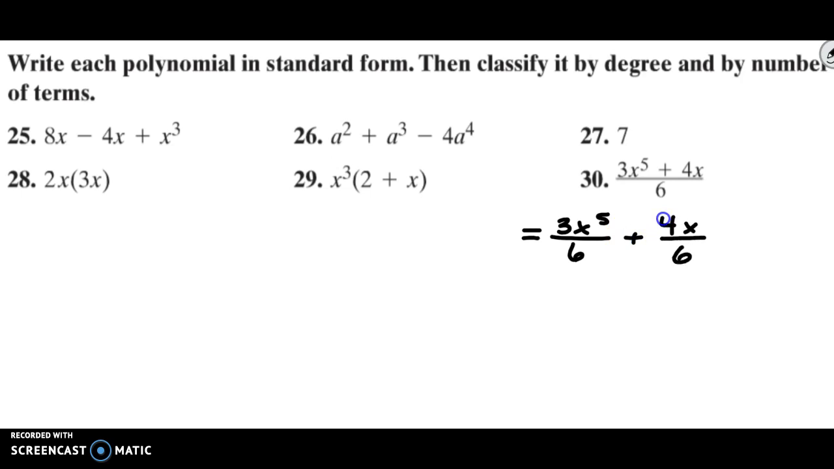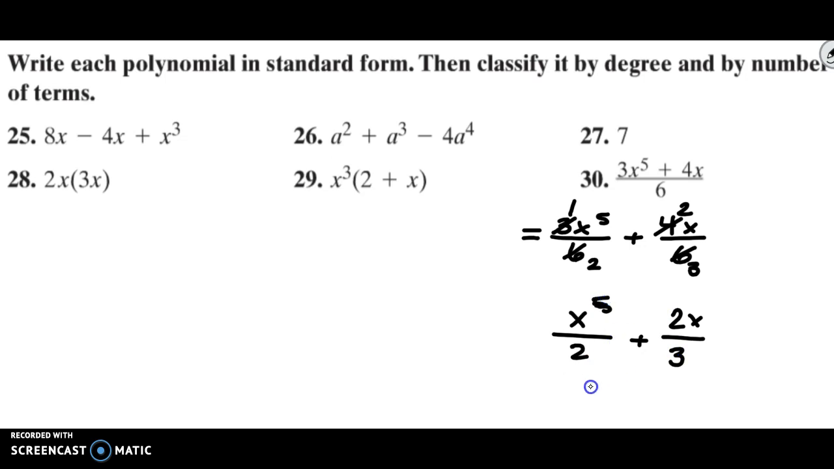And now we reduce, we simplify this. 3 and 6 have a like factor of 3, so that gives you 1 up here and then 2 down here. And 4 and 6 have a like factor of 2, which leaves you with 2 here and 3 here. Rewriting this, 1 times x to the fifth is just x to the fifth, and then in the denominator is 2, plus 2x all over 3. All right, and so that's a 5, a kind of sloppy 5, but a 5.